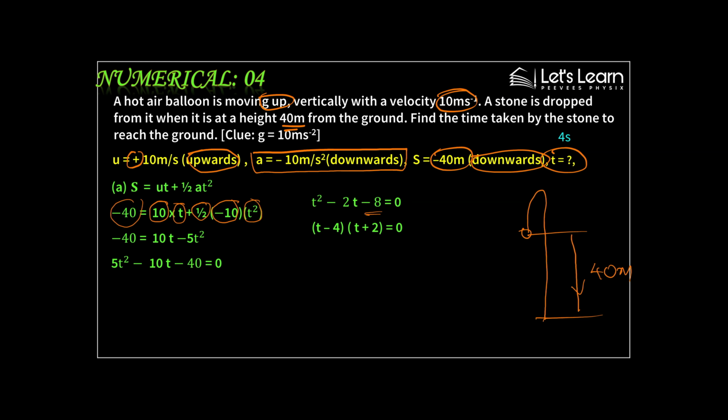Factorization, we have to look for two terms where the product is minus 8 and the sum is minus 2. So the two terms are minus 4 and plus 2. Which means t can be 4 seconds or t can be minus 2. Minus time is not possible because time is a scalar, so a negative number is not possible. So time equals 4 seconds.